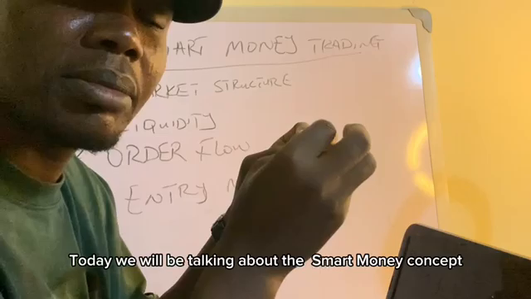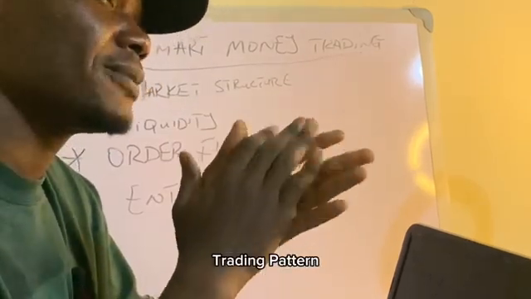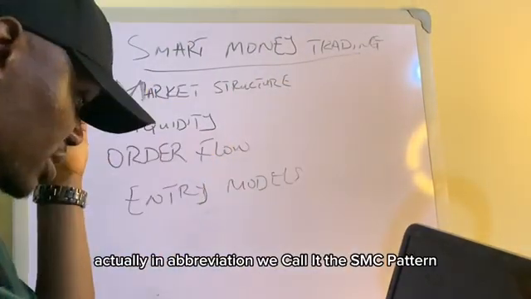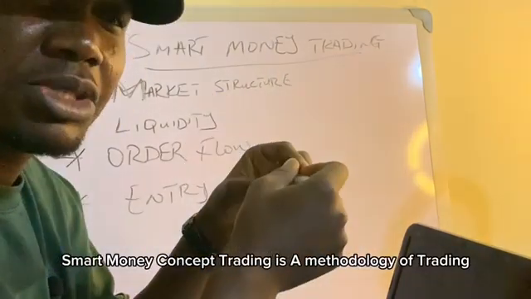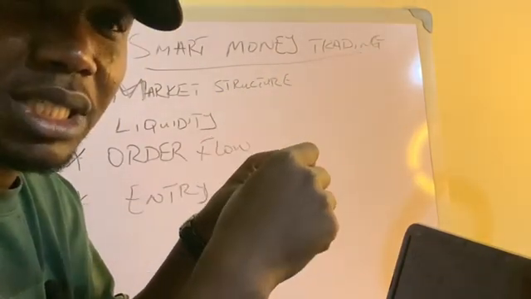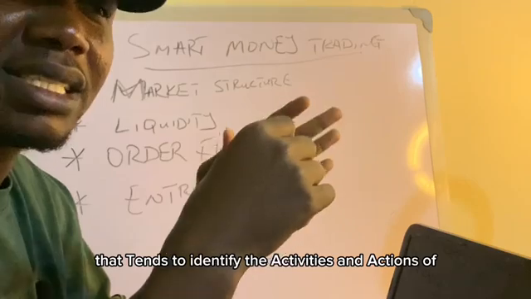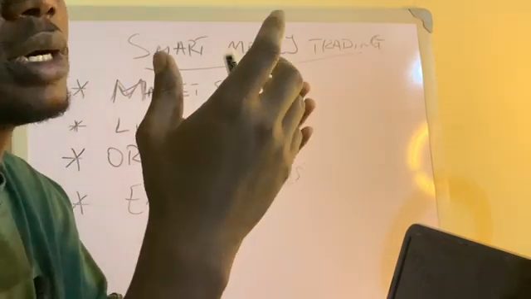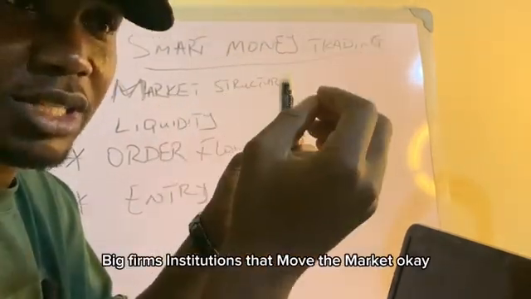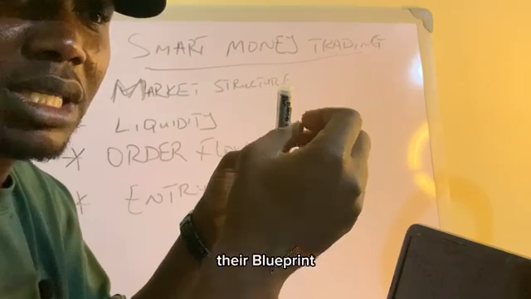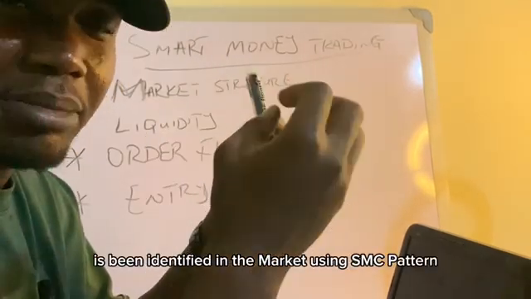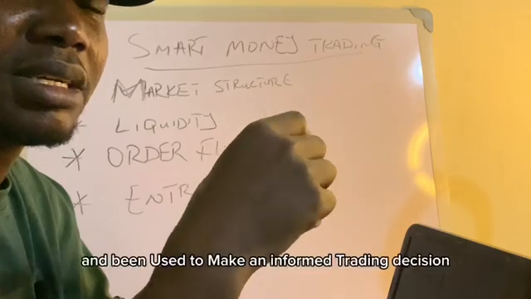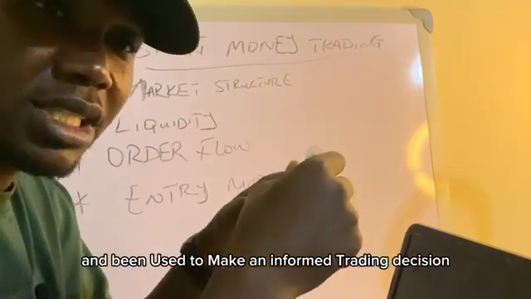Today we'll be talking about the smart money concept trading pattern. In abbreviation, we'll call it the SMC pattern. Smart money concept trading is a methodology of trading that tends to identify the activities and actions of big firms, institutions that move the market. Their blueprint, their framework, their footwork is identified in the market using the SMC pattern and used to make an informed trading decision.